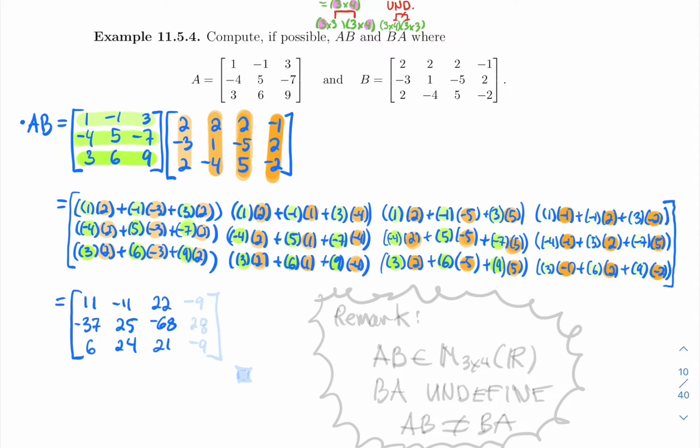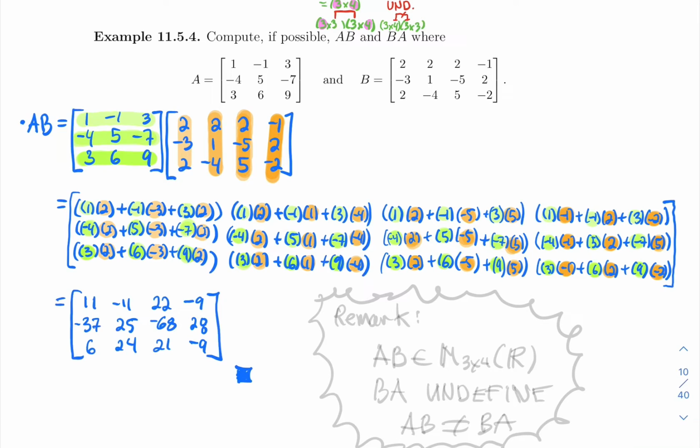And then my rows, so my first row, I had my 1, minus 1, 3. My second row, minus 4, 5, minus 7. And then my last row, 3rd row, so the 3, 6, and then 9. And now if you do the actual computation, the final column is minus 9, 28, and minus 9 again. And that's your final answer.